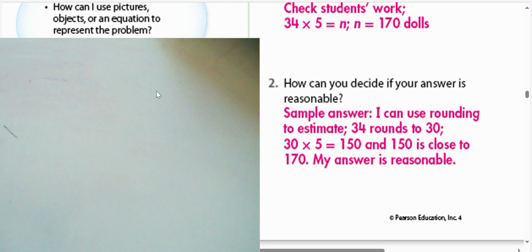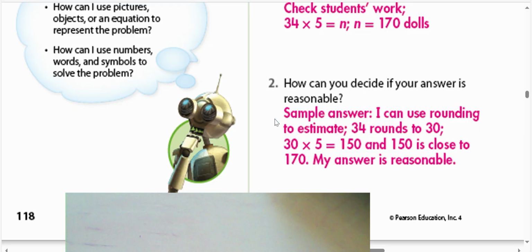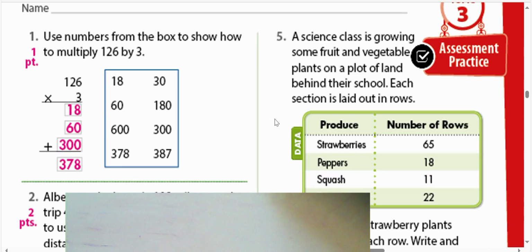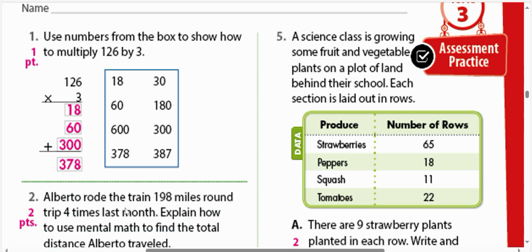Understood? Next, brackets. Assessment. We can answer this question by steps, like 3 times 6 is 18. 2 times 3 is 6, so 60. 1 times 3 is 3, in the hundreds it becomes 300. The result will be 378.